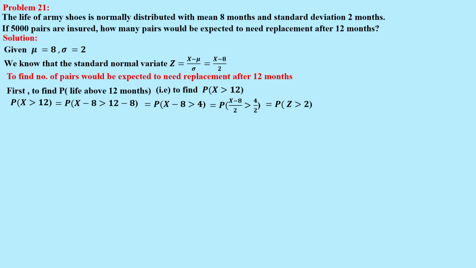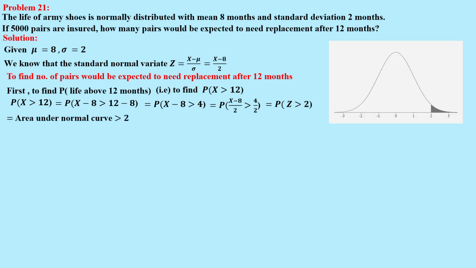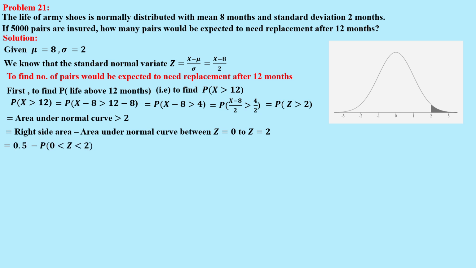So we need the normal area greater than 2, right? This can be written as total right side area minus the area under the normal curve between z equal to 0 and z equal to 2. So right side area 0.5 minus probability of 0 less than z less than 2. From the table, 0.5 minus 0.4772. So the probability is 0.0228.